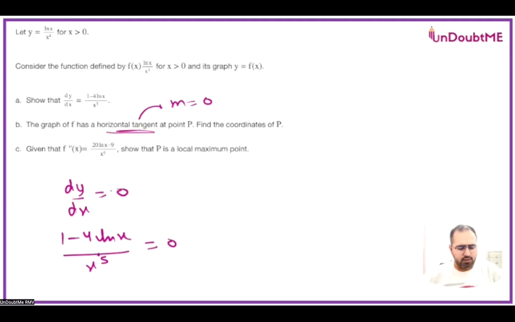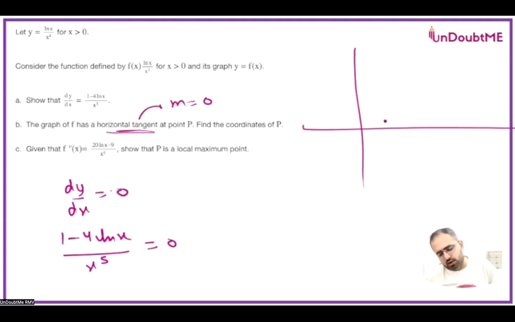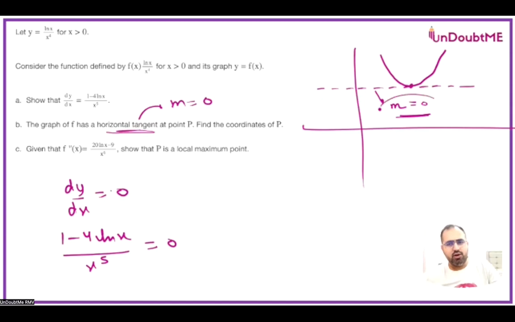I'm confused. Why would the gradient be 0 at the horizontal tangent? Okay, look. A horizontal tangent is like this. Let's say this is a curve. So the curve is having a horizontal tangent like this. Now, if you look at it as a line, this is a parallel line, 0 angle. So gradient will be 0.